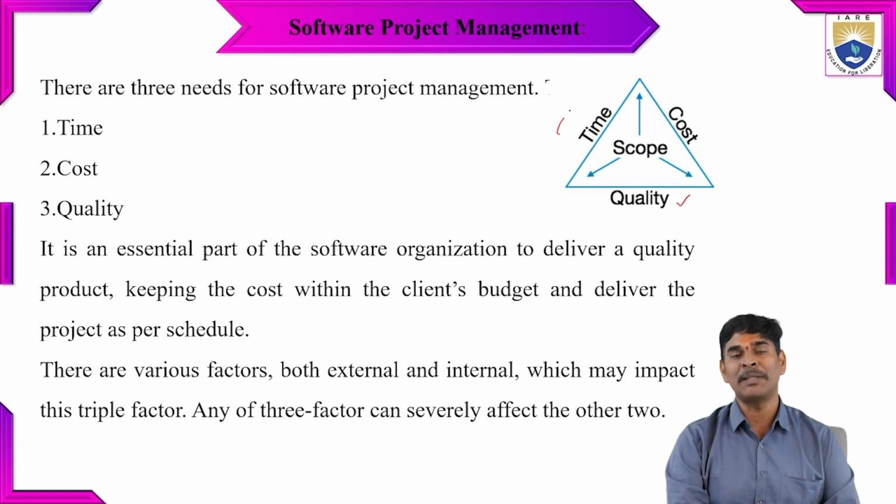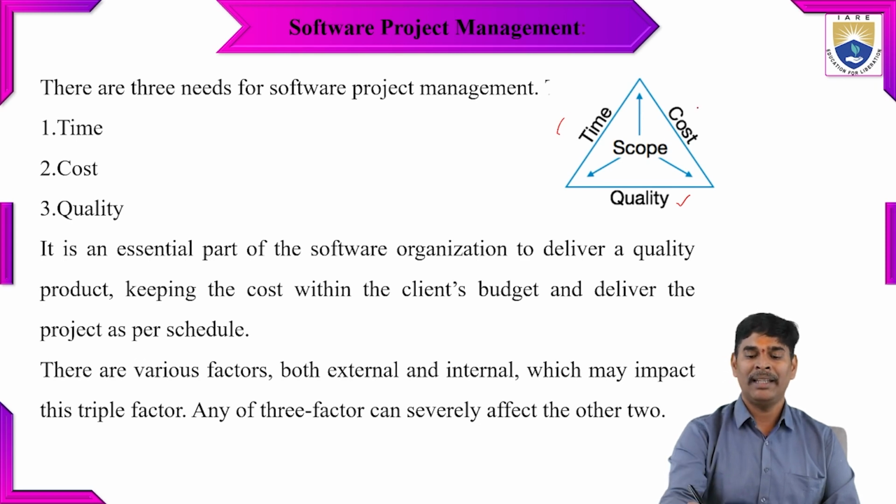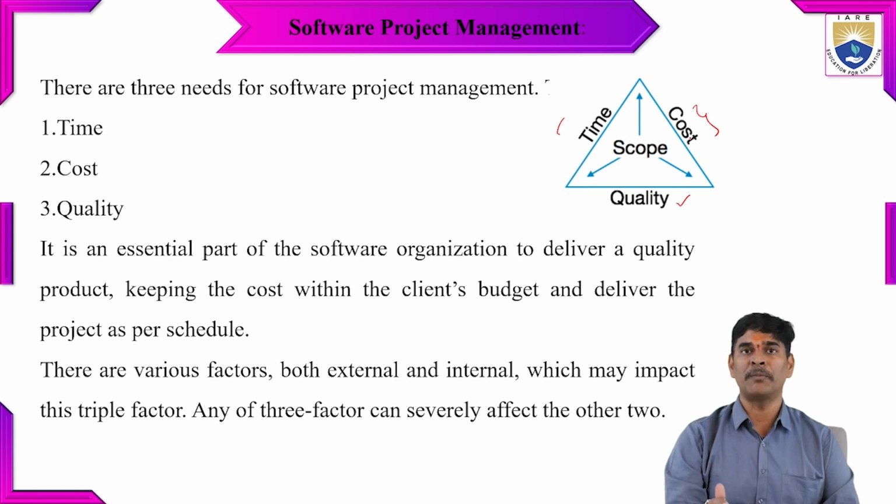And the next one is that within the stipulated time they need to complete the project, and they have to verify the cost also. So based upon time, cost and quality, the project has to be completed within the stipulated time. These are the main three criteria for every project. It is an essential part of a software organization to deliver a quality product, keeping the cost within the client's budget and delivering the project as per schedule. The main criterion comes under quality. If the project is of quality, then they have to verify the time and the cost within the stipulated time.